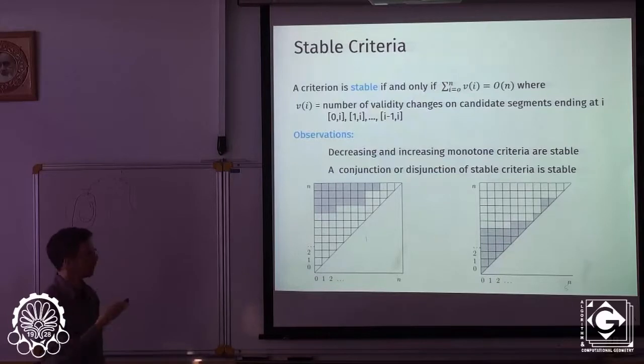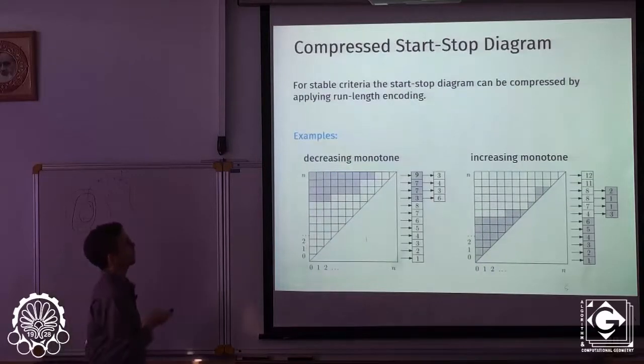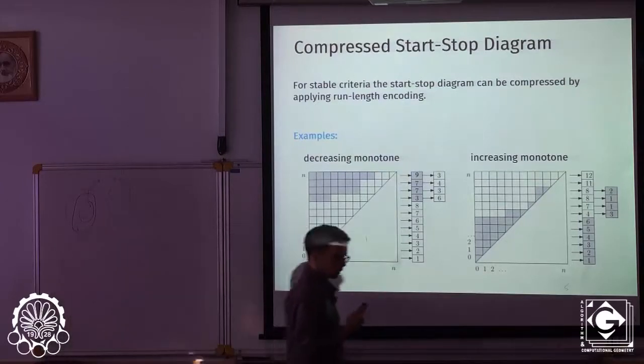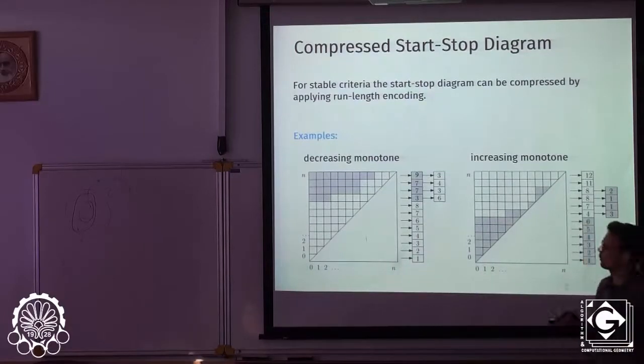And for stable criteria, we can encode these diagrams more efficiently, so we can use a run-length encoding. So now I'm going to store this row not as a row as such, but I'm storing the number of non-free cells, and then the number of free cells, and so on. So here I only have free cells. So this gives me, for a stable criterion, a representation of this diagram of linear size. Now, if we want to use this efficiently, the first step that we need to be able to do efficiently is to compute this diagram efficiently.